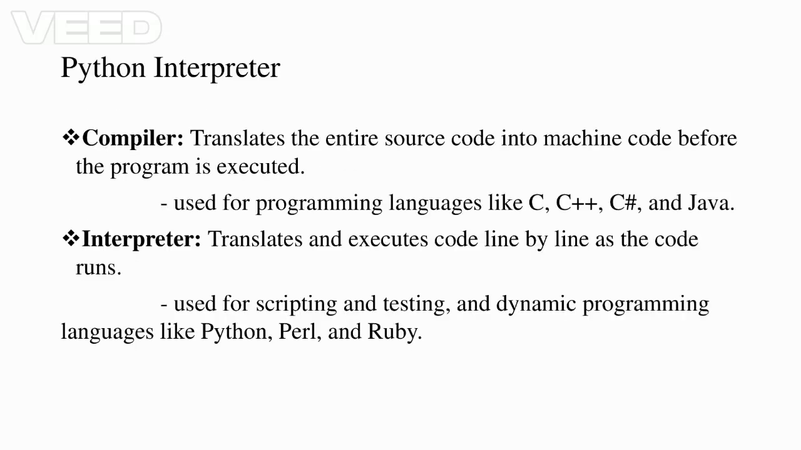Then we are moving to know about the Python interpreter. Before going to know about the Python interpreter, we should know what a compiler and an interpreter are. First one is a compiler. It translates the entire source code into machine code before the program is executed. Used for programming languages like C, C++, C Sharp, and Java. Next one is an interpreter. It translates and executes code line by line as the code runs. Used for scripting and testing and dynamic programming languages like Python, Perl, and Ruby.